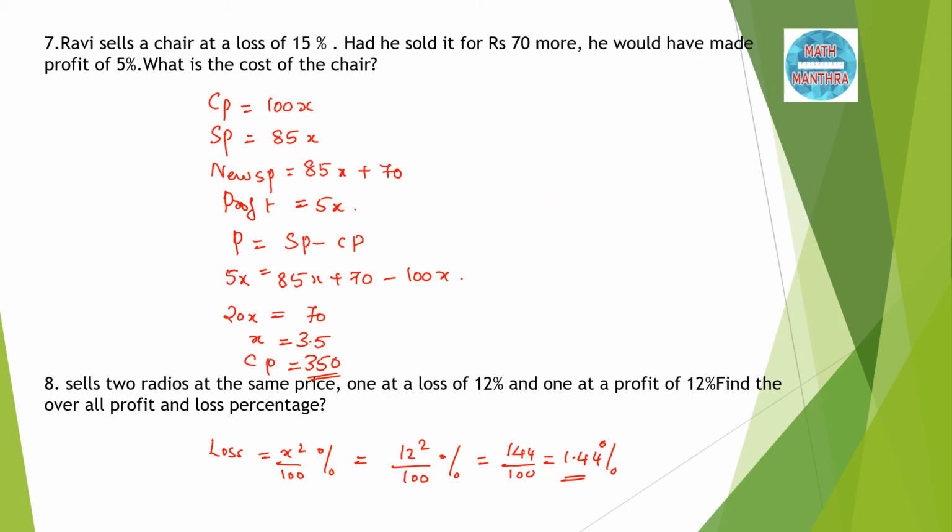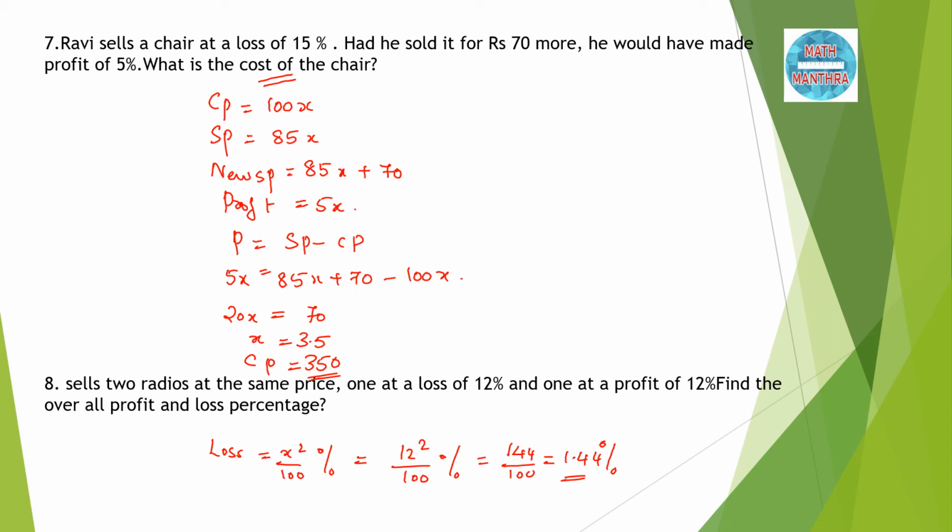See question number 7. Question number 7 is: Ravi sells a chair at 15% loss. Had he sold it for rupees 70 more, he would have made a profit of 5%. What is the cost of the chair? So cost price, let's take it as 100x. Since the cost price is to be found out, take along with 100 a variable also. So CP is equal to 100x.